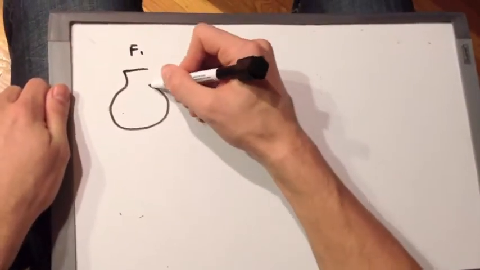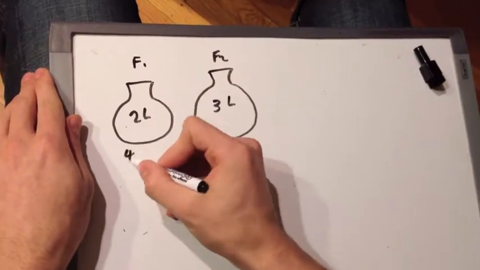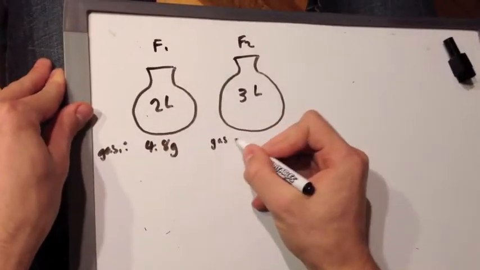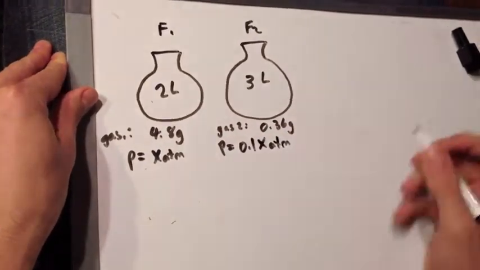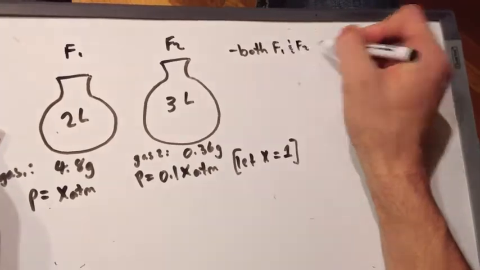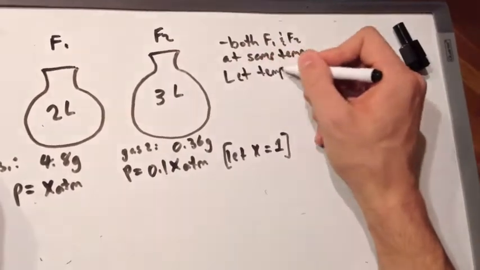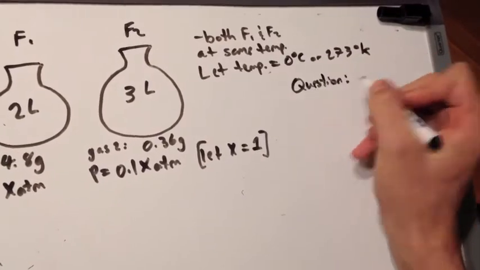We are given two flasks, one with a volume of 2 liters and one with a volume of 3 liters. The masses of gas 1 and gas 2, respectively, are 4.8 grams and 0.36 grams. The pressure in flask 2 is 1/10 of the pressure in flask 1. Both of the gases are at the same temperature, let's say 0 degrees Celsius or 273 degrees Kelvin.